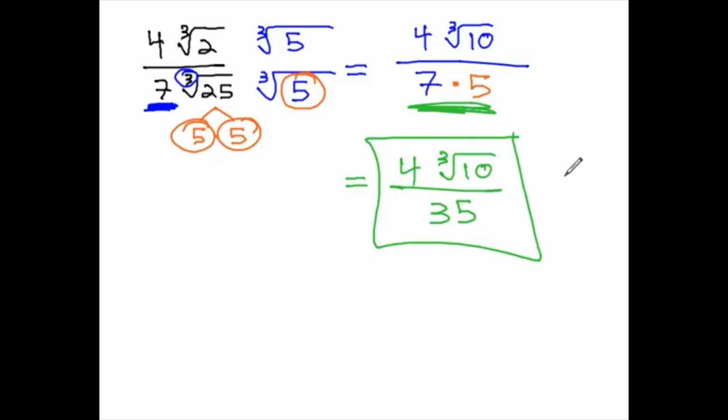To rationalize our denominators, to get the radical out of the denominator, what we will do is find the number of additional factors we need to pull the factors all out of the radical.